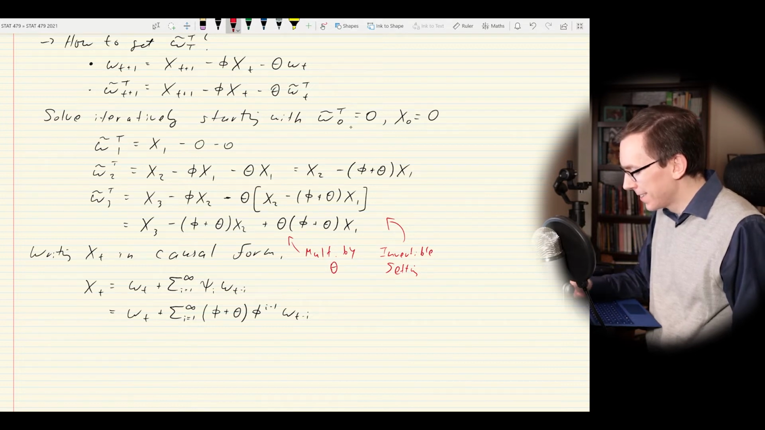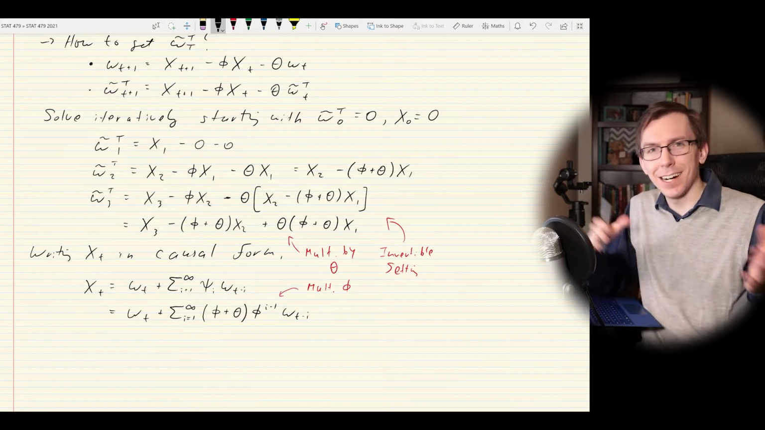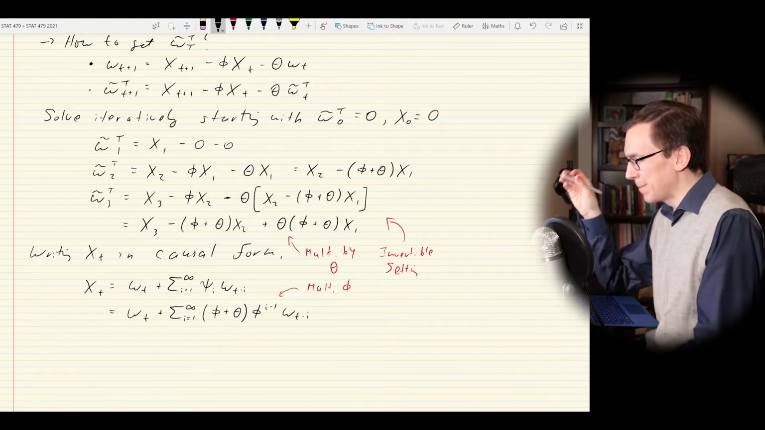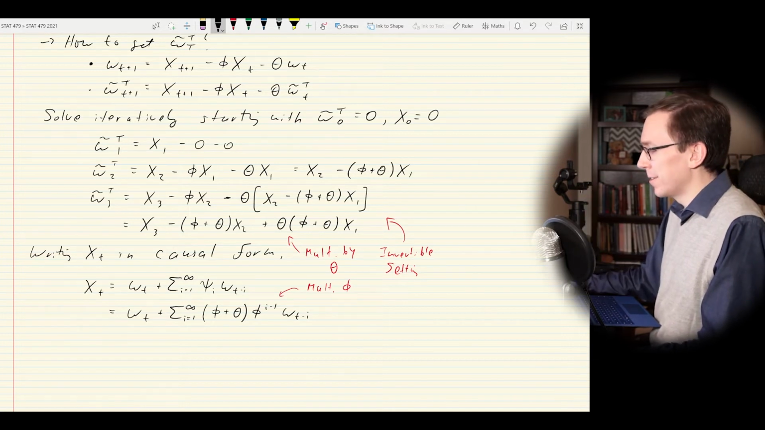Whereas down here, we're multiplying by phi. So it just threw me off for a second, and I'm thinking, am I doing this right? No, we're good. We're in two different settings, causal and invertible. Different ways to represent the process, with different coefficients in front of the x's and the white noise terms, respectively.